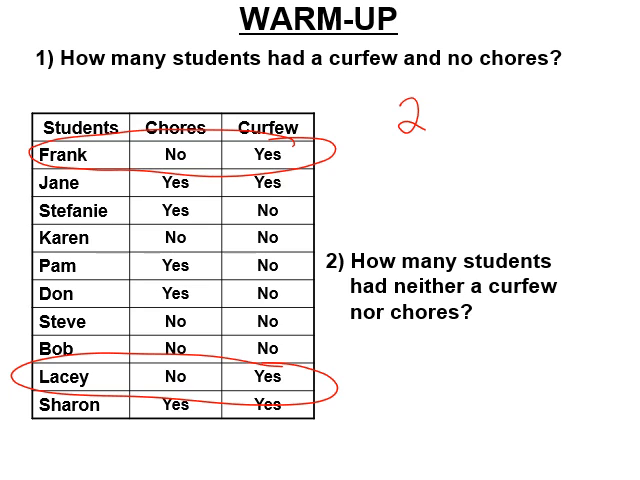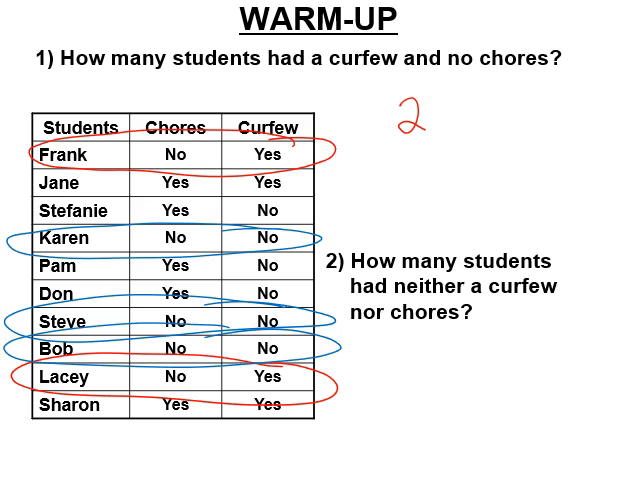Now let's look at how many students had neither a curfew nor chores. So no curfew, no chores. So Karen had no curfew or chores. Stephen had no curfew, no chores. And Bob had no curfew, no chores. I think that's it. There are three of those. And we're going to put data like this into a diagram.